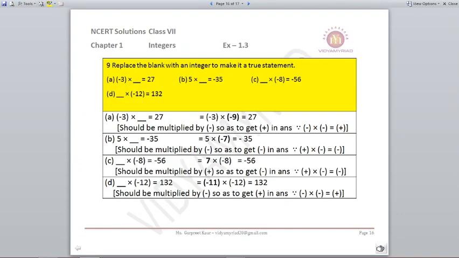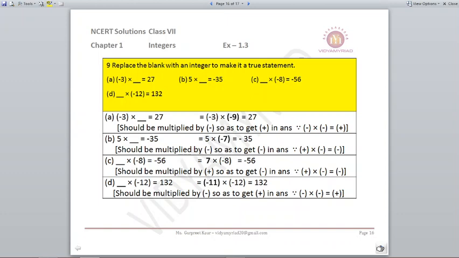Ninth question, if you see there are blanks over here and we need to fill those blanks to get our right hand side answer. In the first case you have minus 3 multiplied by dash is equal to 27. We know 3 nines are 27, so it will come as 9. But we need to take care whether it will be plus 9 or minus 9. In my answer there is plus, which means my negatives cannot be an odd number. I should have two negatives to make it positive. That means I will multiply with minus 9. So it should be minus 9. Okay, please be careful in this.